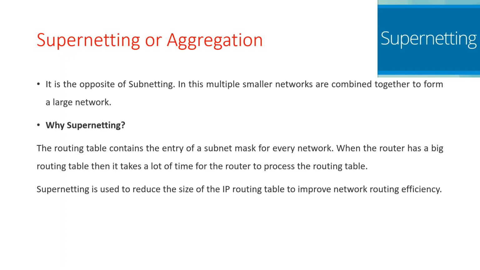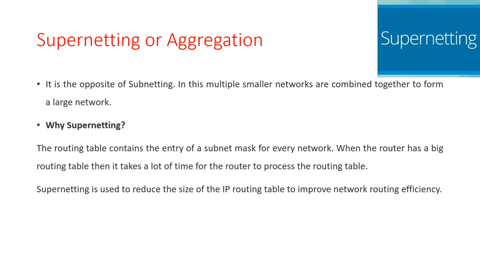So what is meant by subnetting? In subnetting, we divide the network into smaller contiguous networks, or subnets, which is called subnetting. But supernetting is the opposite of subnetting. In supernetting, multiple smaller networks are combined together to form a large network.